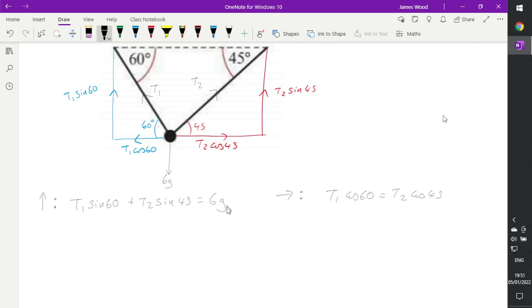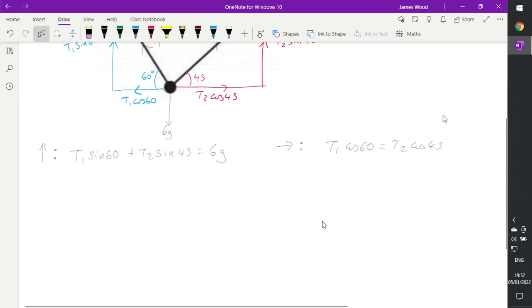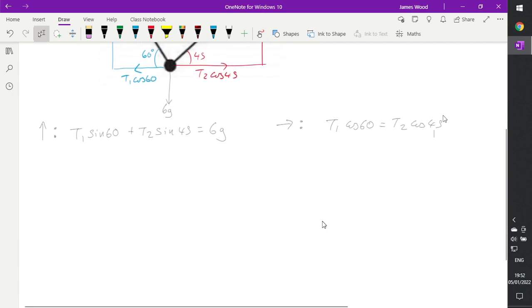Now between these two equations, I've got two variables and two equations. So that's a pair of simultaneous equations that I can solve to find T1 and T2. Now, there's a few ways you could do it. You could actually use your calculator. Your calculator has a simultaneous equation solver in it. You could type in the coefficients of each variable and what they're equal to. But I'm going to do it by substitution, I think.